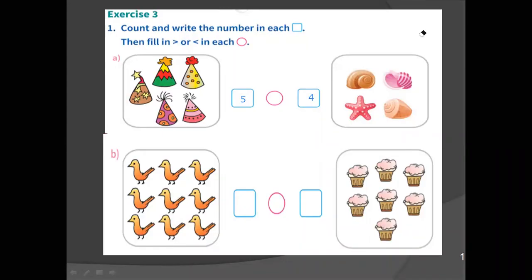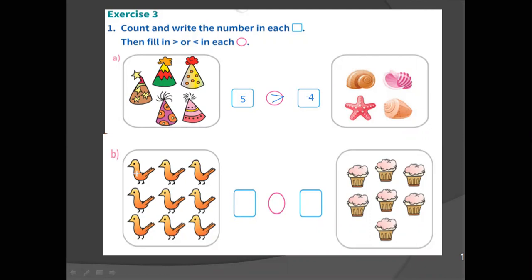Now we will draw the greater symbol. See here, 5 is greater, no? So we will draw like this. See, the mouth which is big will be the side which is greater. 5 is greater and 4 is lesser.